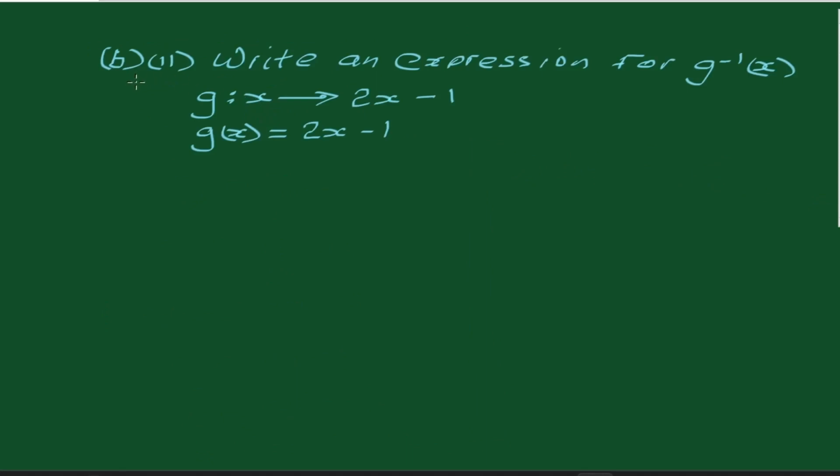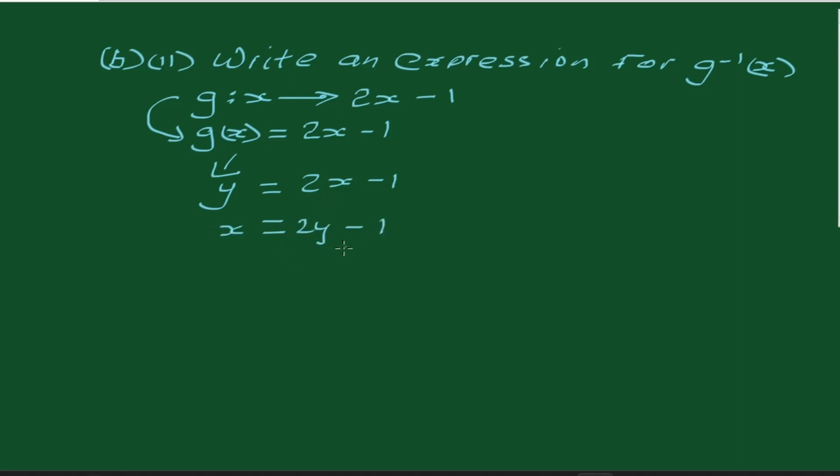Now looking at question B, part 2, write an expression for g inverse of x. Again, convert it. When you get it in this notation, you're going to convert it into the equation notation. We're going to replace this part of the equation with y, so y equals 2x minus 1. Again, following the same procedure as we did before, we're going to interchange x and y.